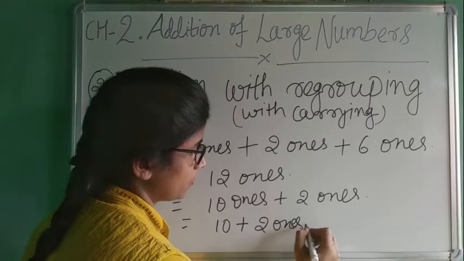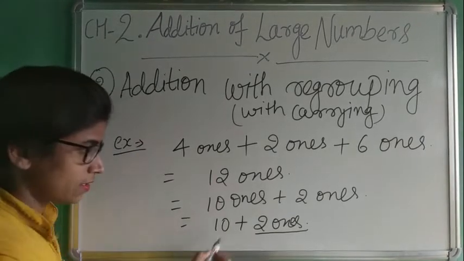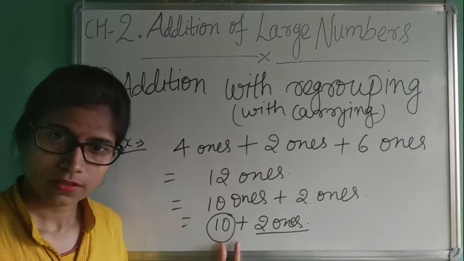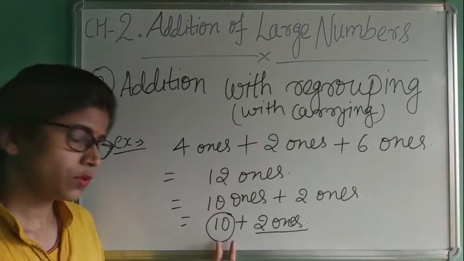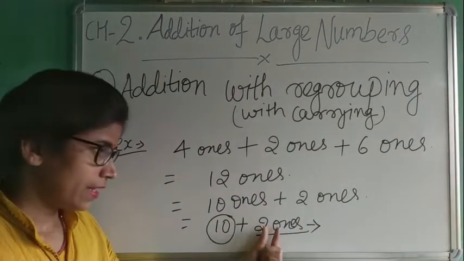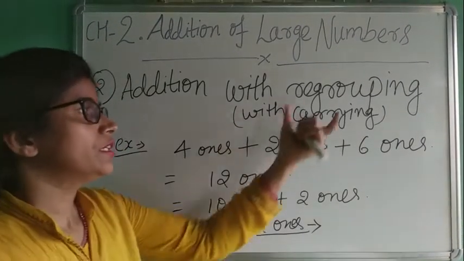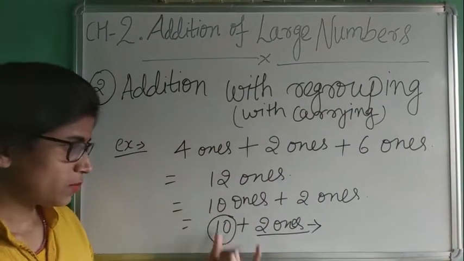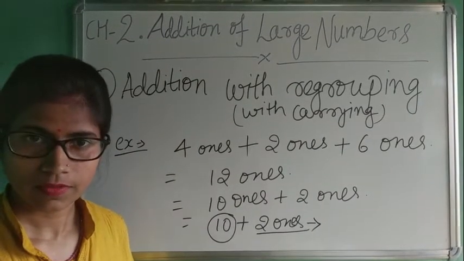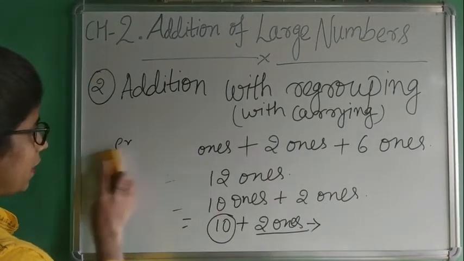So what you will do here? 2 you will write under the ones place, and this 10 will carry to the tens place. Okay, you have to do like this. 2 will be under the ones place, and after that this 10 will be carried, and this is how regrouping is done. Okay, and this method is called regrouping. Students, let's take one example. You can understand in a better way.